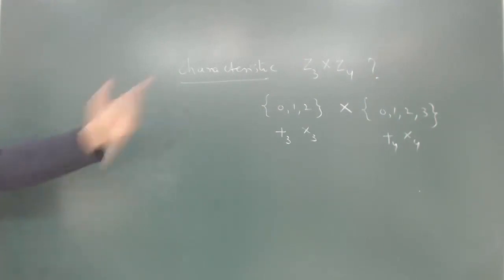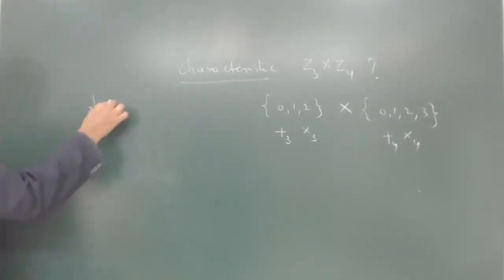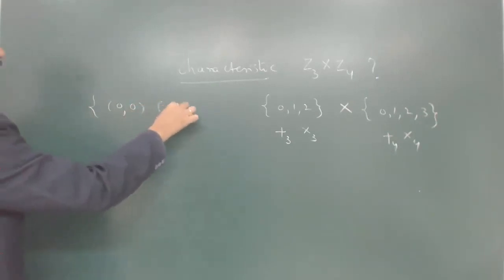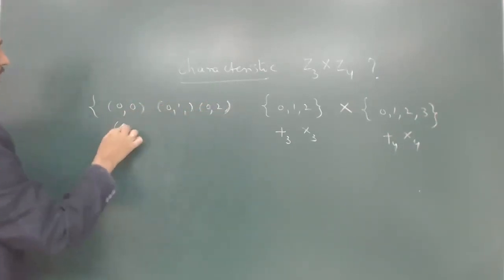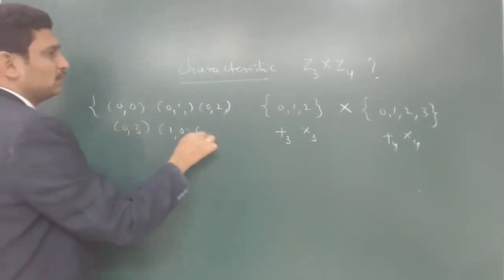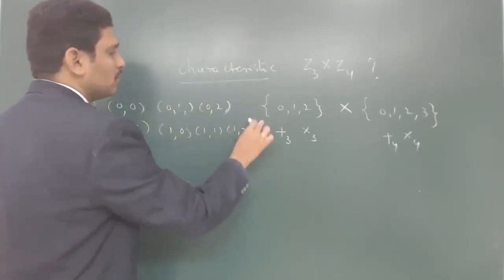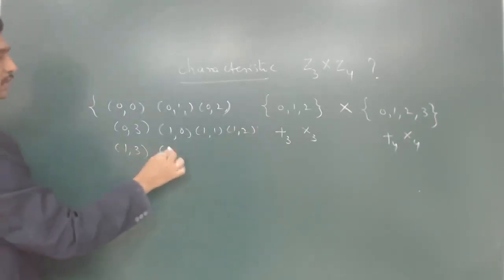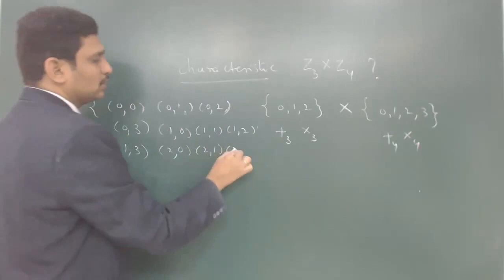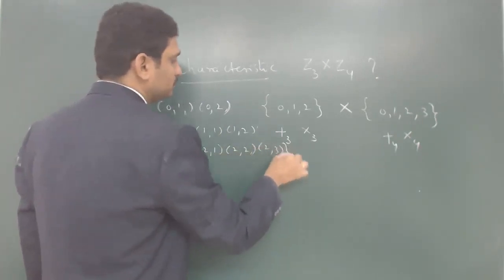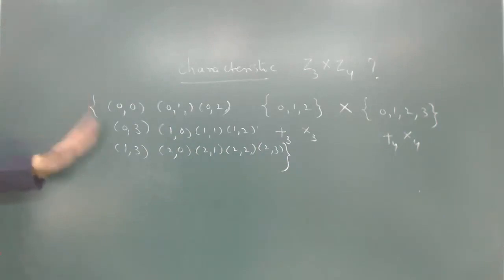Now the elements come from the Cartesian product: (0,0), (0,1), (0,2), (0,3), (1,0), (1,1), (1,2), (1,3), (2,0), (2,1), (2,2), (2,3). This is nothing but the set of ordered pairs in Z3 cross Z4. Okay? Yes or no? We simply write the regular Cartesian product A cross B of two sets.